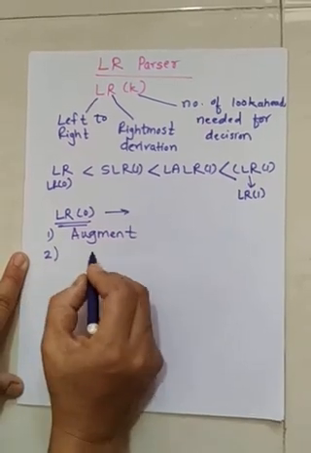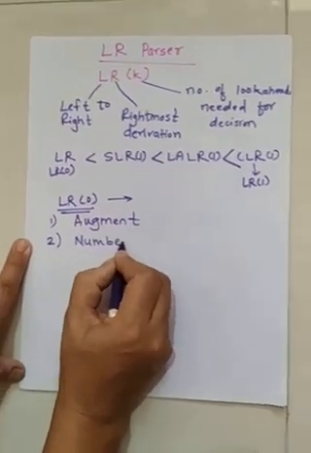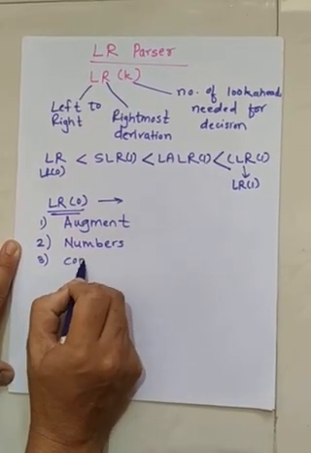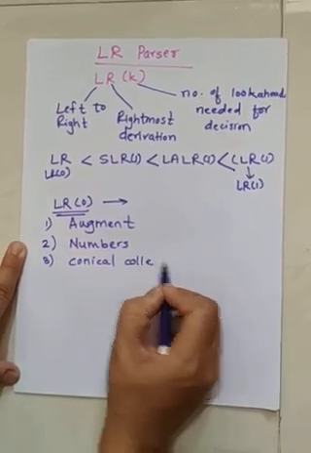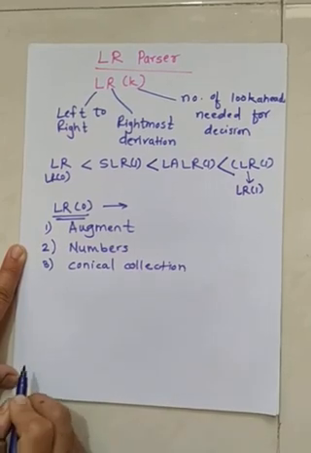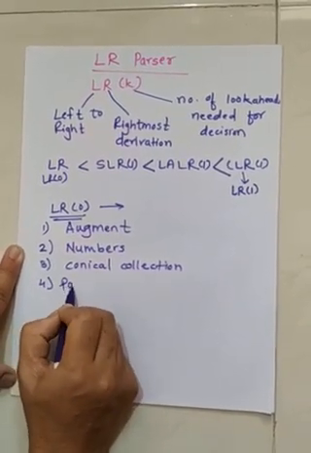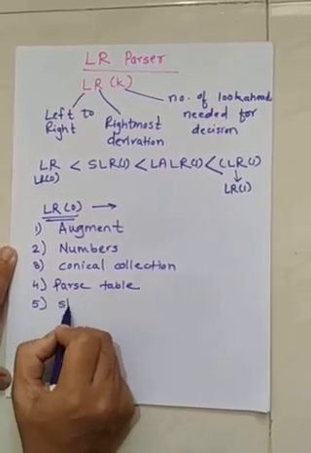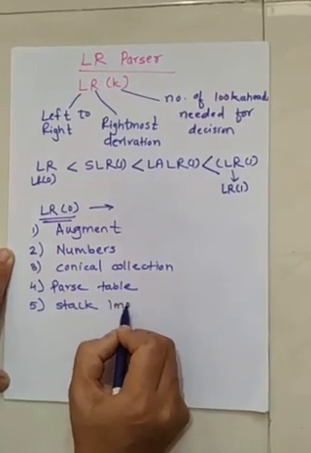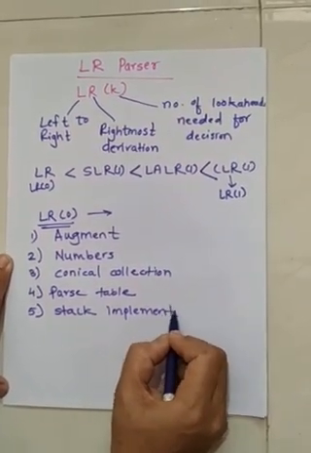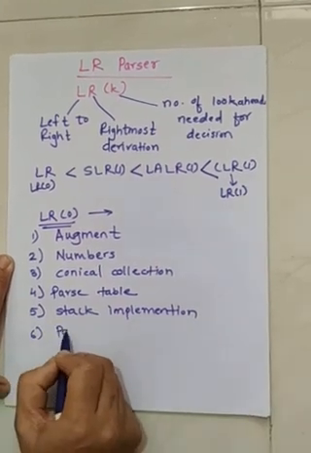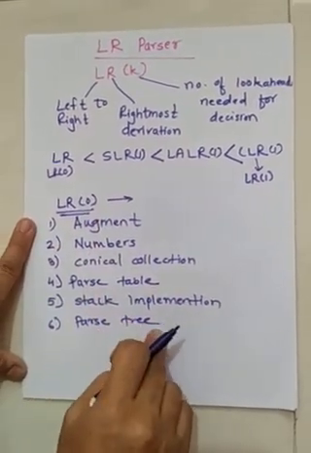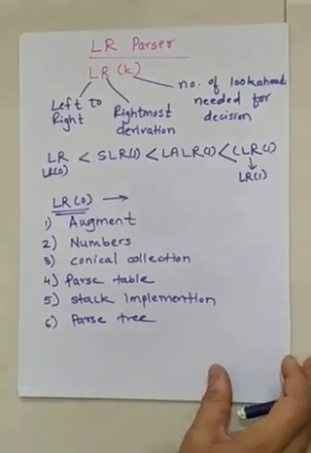In second step, we have to assign numbers to all the productions. In third step, we have to make a canonical collection of all the LR0 items. In fourth step, we have to construct a parse table. In fifth step, we have to perform stack implementation, and then finally we have to draw a parse tree. So all these are the 6 steps required to parse an input string using LR0 parser.